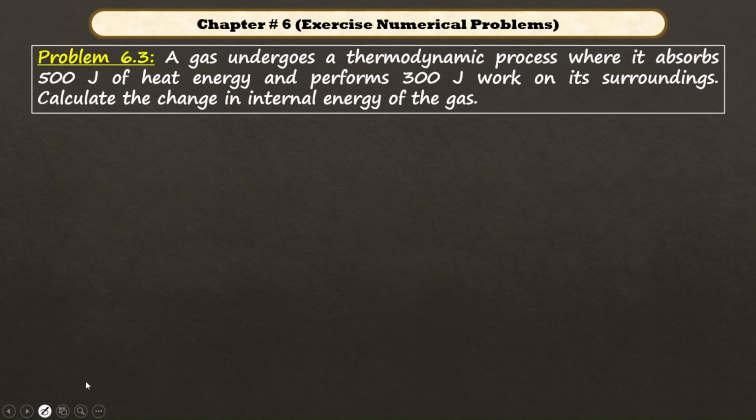Numerical number 6.3. A gas undergoes a thermodynamic process in which it absorbs 500 joule of heat energy and performs 300 joule of work on its surroundings. Calculate the change in internal energy of the gas. We have to find the change in internal energy of the gas.